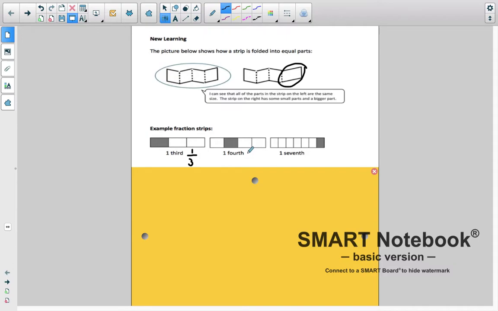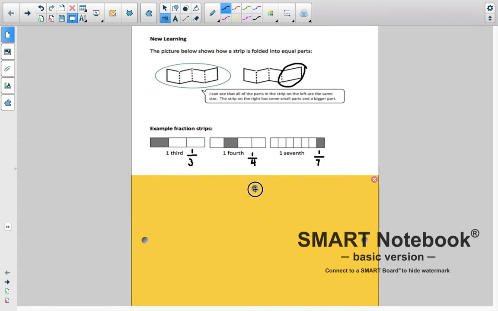The next one shows 1/4. We have 4 equal pieces. 1, 2, 3, 4, and you have one piece shaded. This shows 1/4. One piece shaded, 4 equal pieces. Again, you see that each piece is the same size. Again, you can write it like this, 1/4. Then you have 1/7. One piece shaded and 7 equal pieces. If you were to count, you get 1, 2, 3, 4, 5, 6, 7. You have 7 equal pieces.